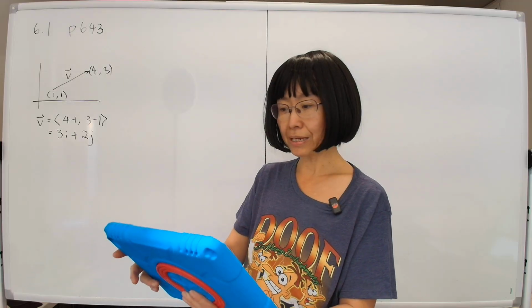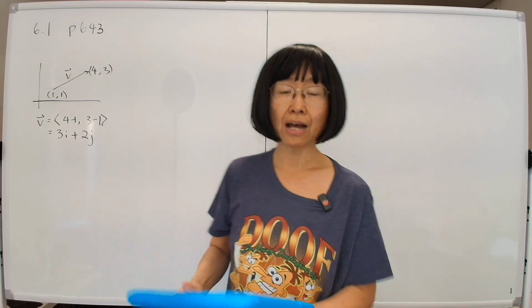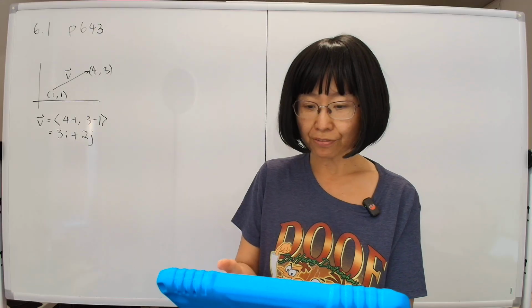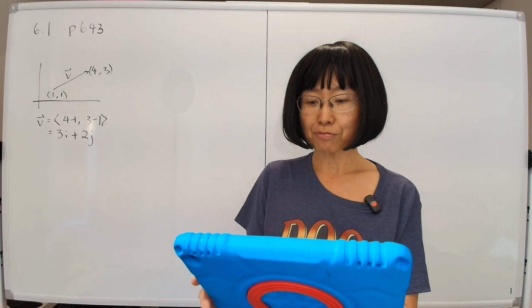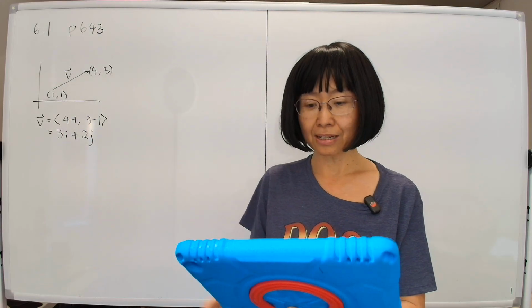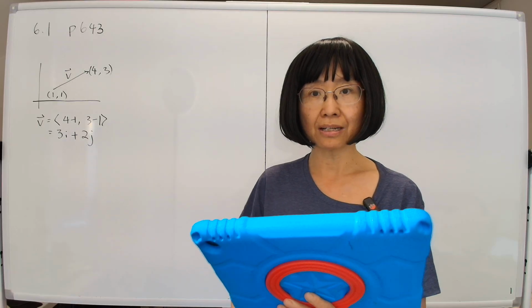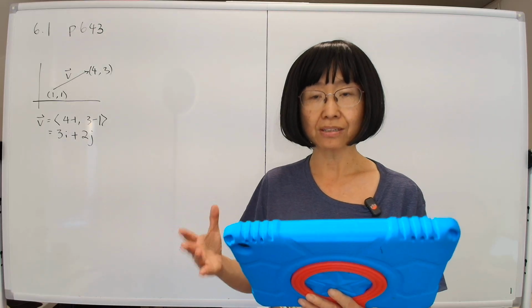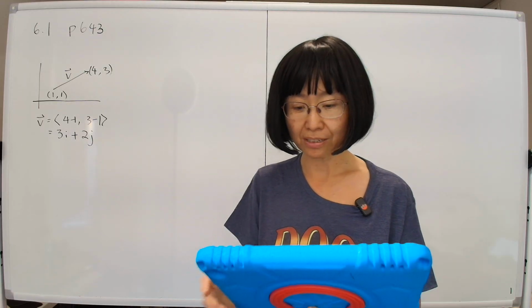Now please look at page 643, the definition. What is a vector field? A vector field is a function F(x,y), where the F is in boldface to mean that the result is a vector. The result of the function is a vector.